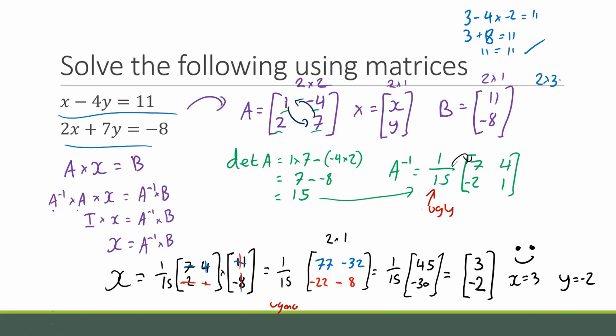We can even check it on the second one too if we really want. 2 times 3 plus 7 times negative 2 equals negative 8. 2 times 3 is 6 minus 14. 6 minus 14 does equal negative 8. That works. So that's how I would do it.